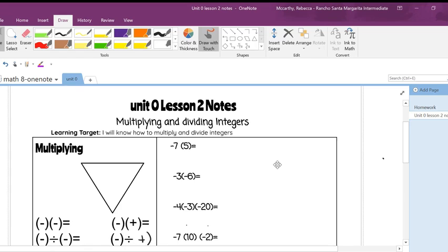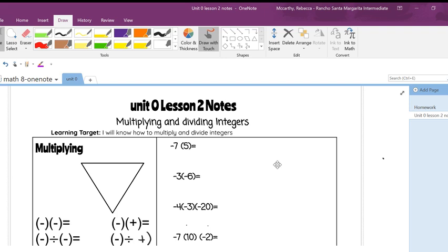Notes for Unit 0, Lesson 2. If you could go in the Week 2 packet and find this document so you could follow along with me. Anytime I use a pencil, it'll be in black, and anytime I use a highlighter, I want you to use a colored pen, or even a highlighter. Highlighters might be a little bit challenging.